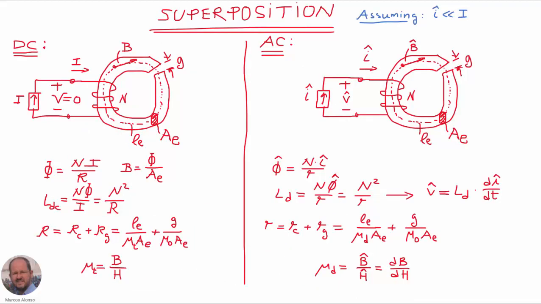Now, in our DC inductor, we can apply the superposition law, assuming that the AC component of the current is much lower than the DC component of the current. This is not a very restrictive condition, because usually DC inductors are employed as filters, so the AC component is going to be much lower than the DC component. Also, as for example in the case of DC-DC converters, we want to have low losses in the magnetic material, so it is important to have a small amplitude of the AC component of the magnetic flux density.